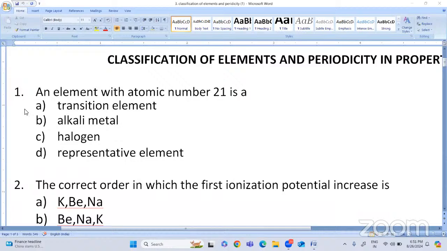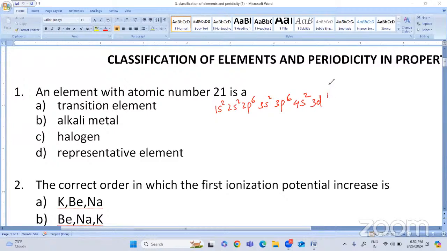An element with atomic number 21 is a... So when you write the electronic configuration of atomic number 21, what will it be? Just see: 1s2, 2s2, 2p6, 3s2, 3p6, 4s2, and 3d1.